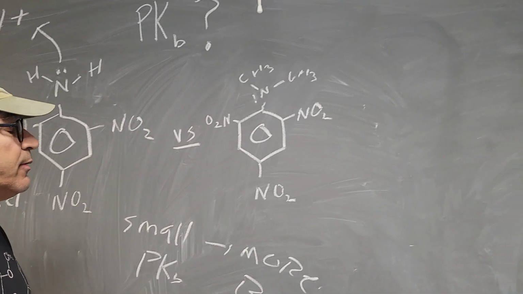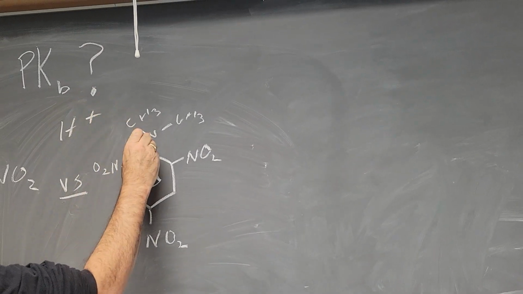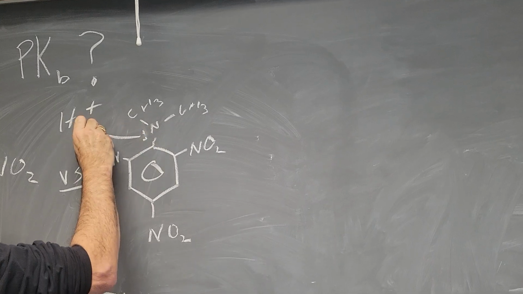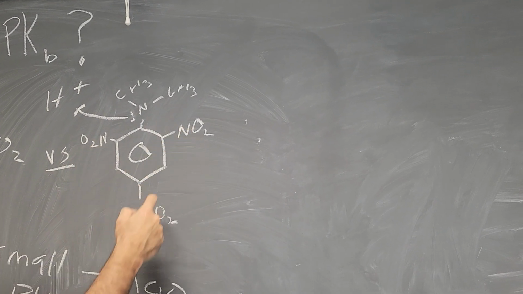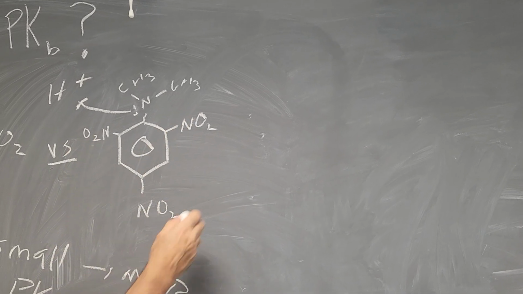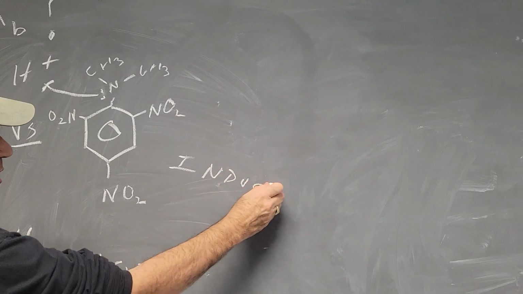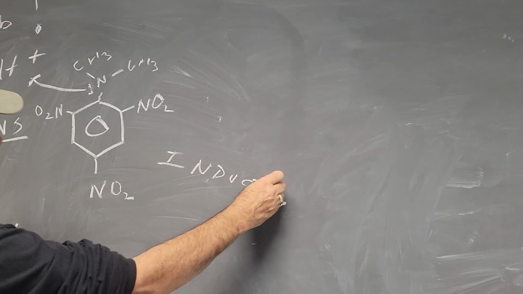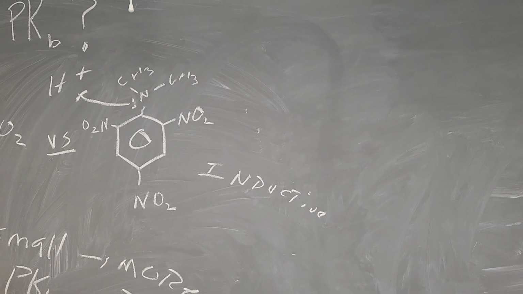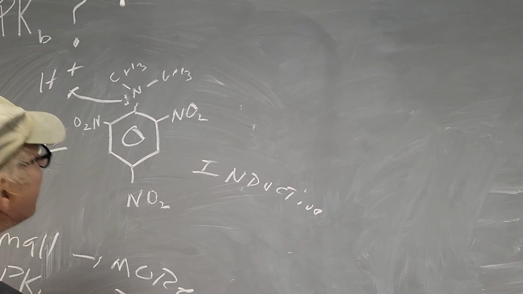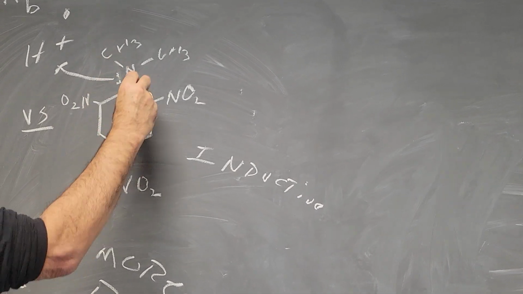Now let's look at this one. Well, the same idea. What do we want to do? We want to use these electrons to capture an H+. That's what we mean by basic. Once again, you got the three nitro groups, so that means you're going to have induction. So that's not good. That's stealing the electron density away from the nitrogen. How about resonance, though? This is where it gets very difficult.